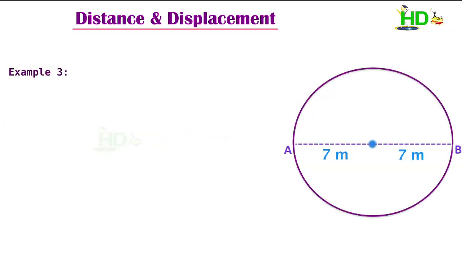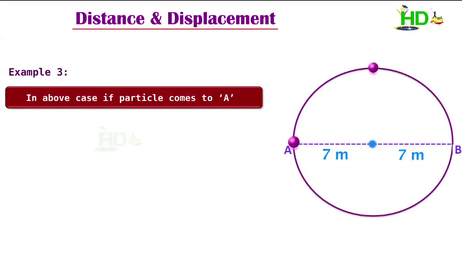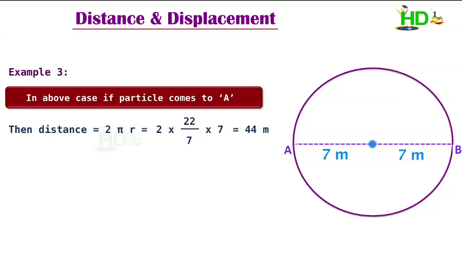In the same problem, if the particle comes back to A, then the distance is nothing but the length of this circular path. This is equal to 2 pi r. This is equal to 2 into 22 by 7 into 7. This is equal to 44 meter. And the displacement is 0. Why? Because initial and final points are the same. Therefore, the displacement is 0.